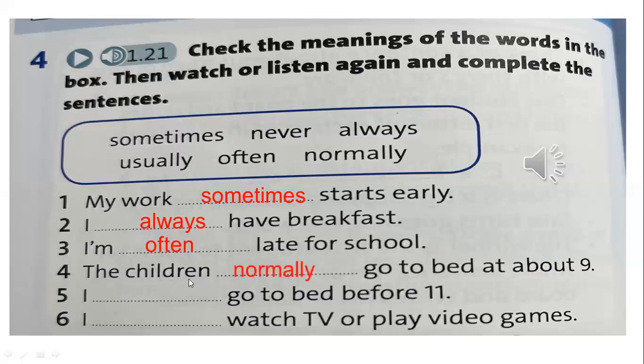Okay, the children normally go to bed at about 9 o'clock. Now number 5. That's right. I never go to bed early. And the last one, number 6. Excellent. I usually watch TV or play video games. Okay. Copy that, please.